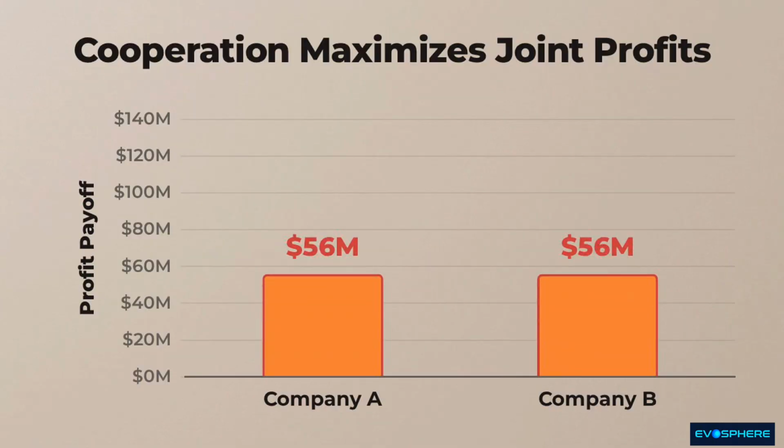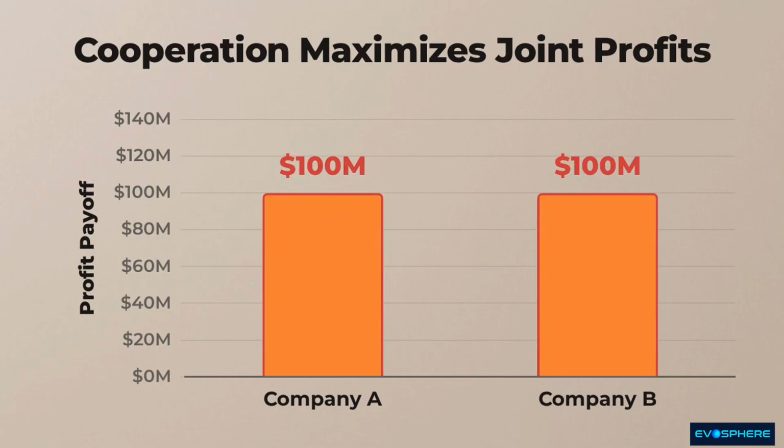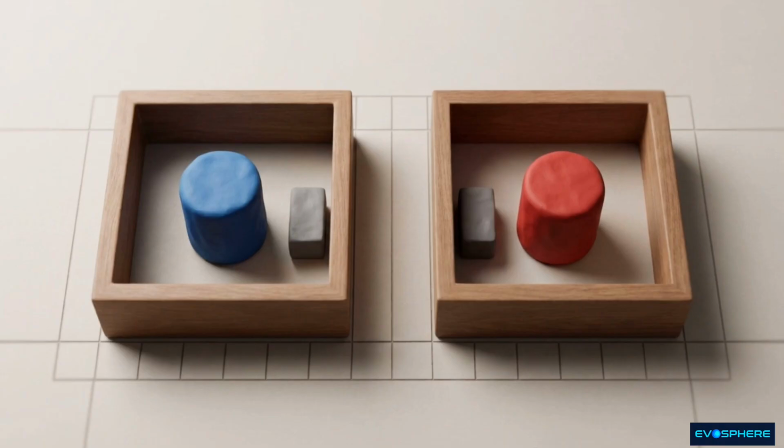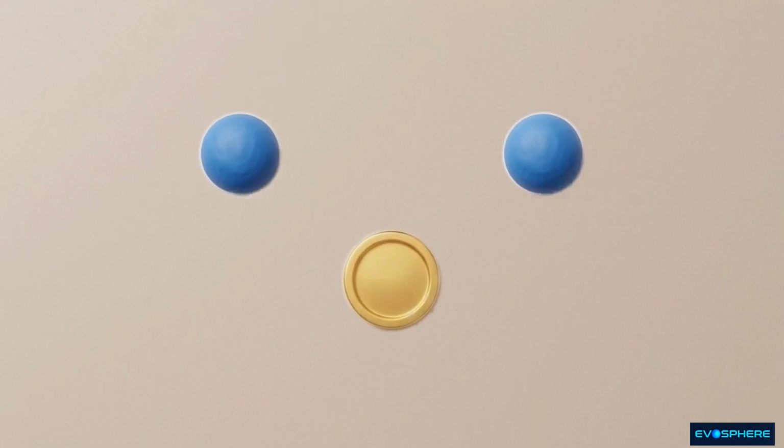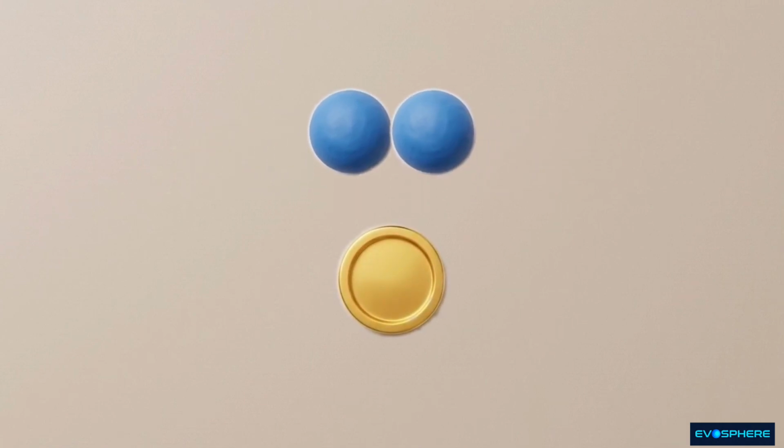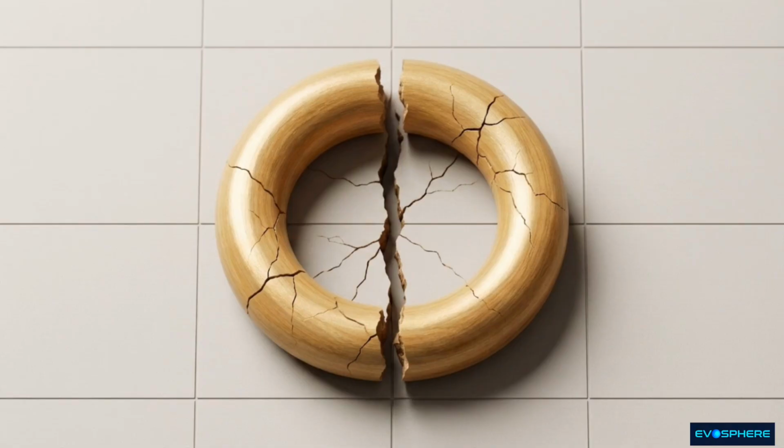Two competing companies could agree to keep their prices high and split the massive profits. Two criminal suspects could both stay silent during an interrogation and walk away with minor sentences. In these scenarios, cooperation yields the highest total payoff for the group. But those ideal outcomes share a fatal flaw.